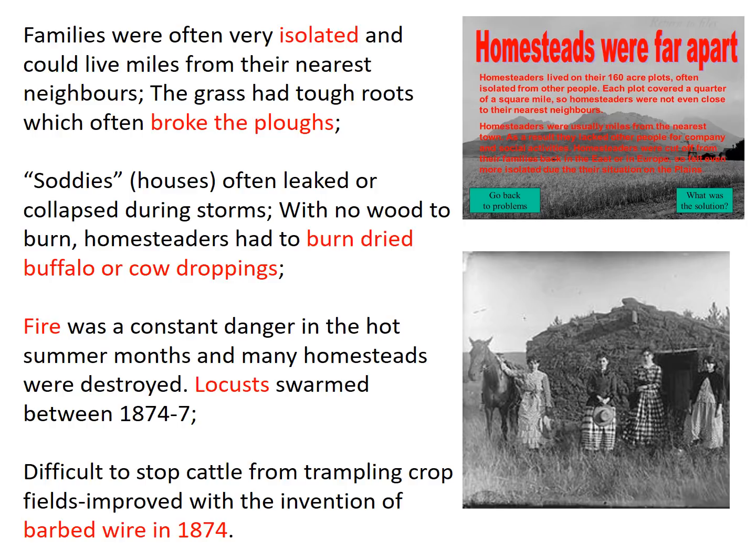They had to try to stop the roaming cattle from trampling the crops, although that was improved with the invention of barbed wire in 1874, which pretty much sets out these areas into little kingdoms of their own, separating each farmland but causing more problems for the Native Americans.